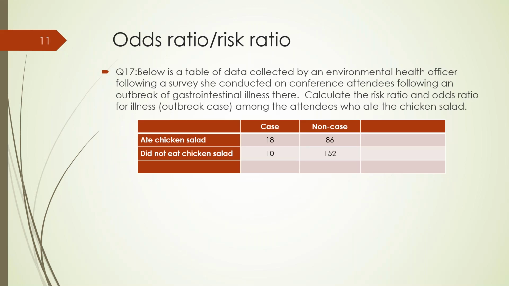Okay, now we're going to dive into some questions about odds ratio and risk ratio. So question 17, below is a table of data collected by an environmental health officer following a survey that she's conducted on conference attendees following an outbreak of GI illness. And then the question says, calculate the risk ratio and odds ratio for the illness amongst the attendees who ate chicken salad. So in this table, the potential exposure that they're investigating is the chicken salad.